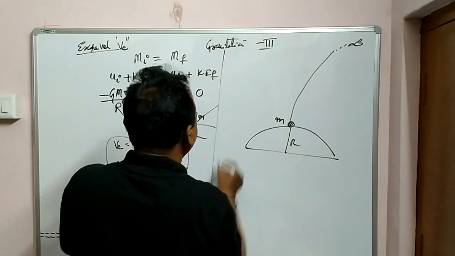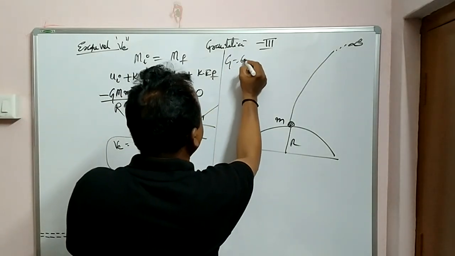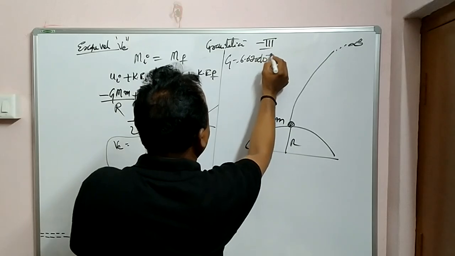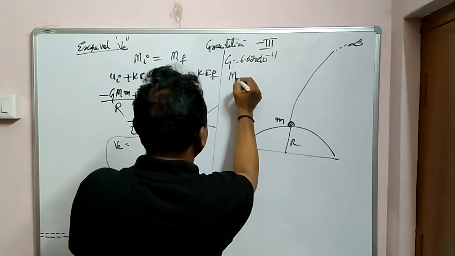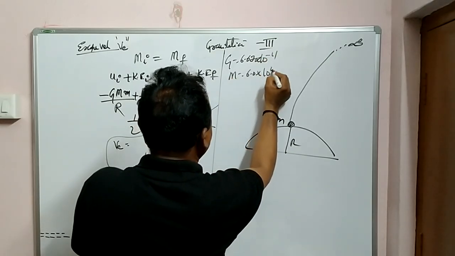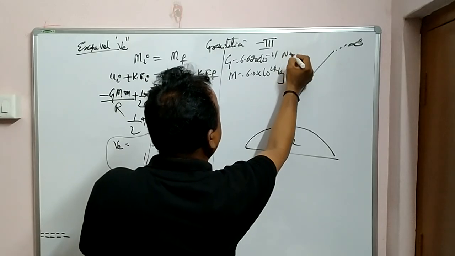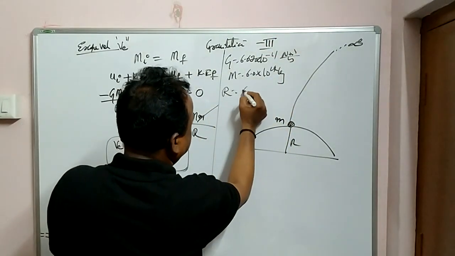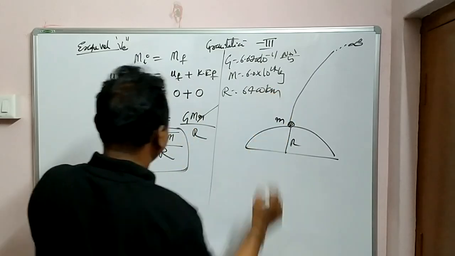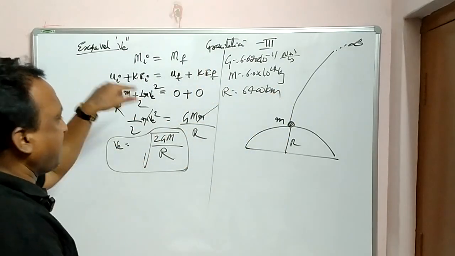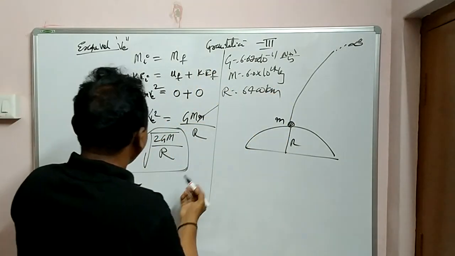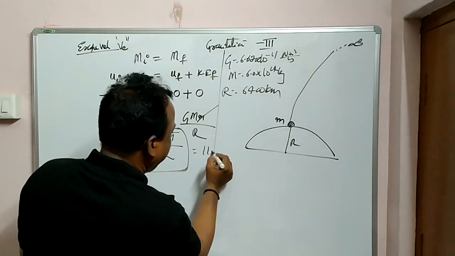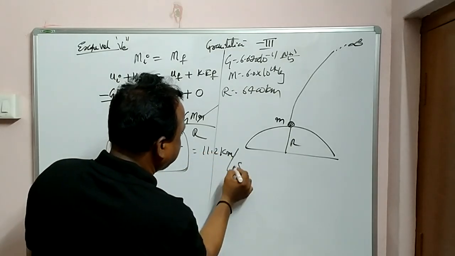We know the G value. See, G is 6.67 times 10 power minus 11 Newton meter square per kg square, the mass of the earth is 6.0 times 10 power 24 kgs, and R, the radius of the earth, is 6400 kilometers. If you substitute all these values here, you can get the value around 11.2 kilometer per second.